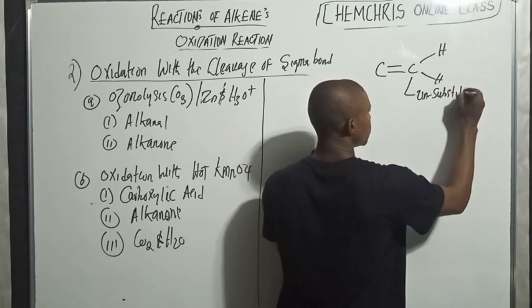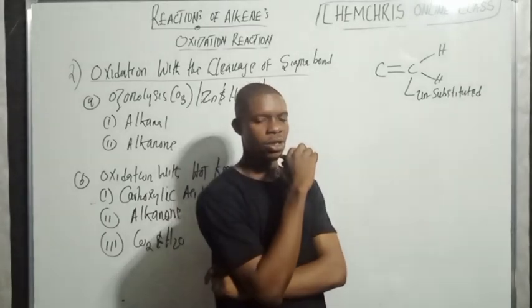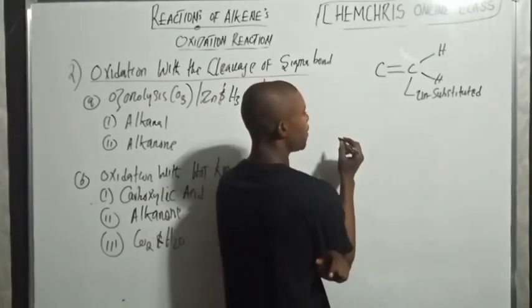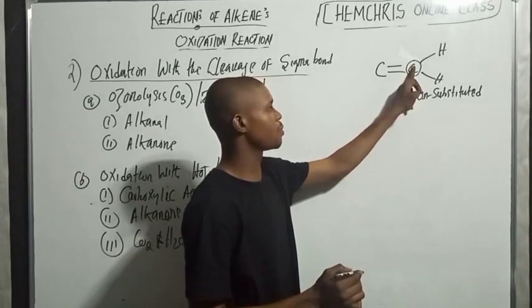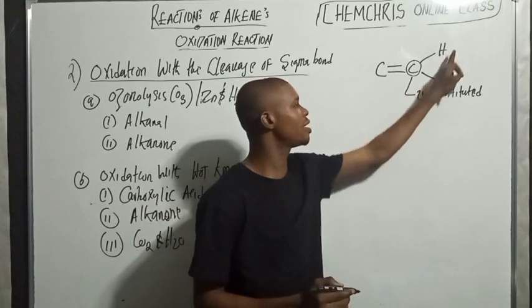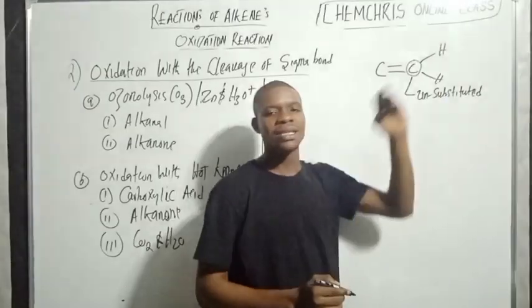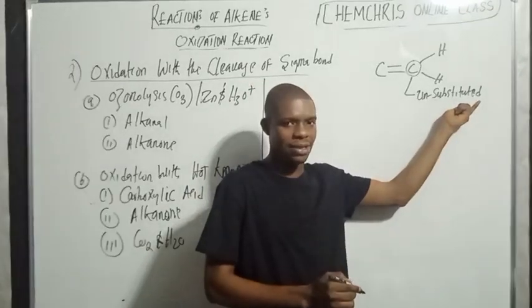Unsubstituted. Do you understand? So that is the hydrogen. The carbon atom that carries the double bond has two hydrogens. There is no alkyl attached. It's called an unsubstituted alkene or carbon.